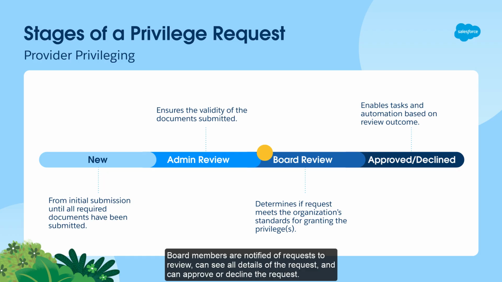Board members are notified of requests to review, can see all details of the request, and can approve or decline the request. The provider privileging application automatically creates a task for approved request. Your organization can configure additional automations to create team-specific efficiencies.